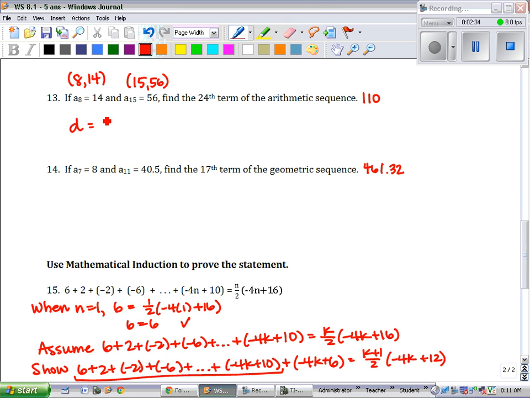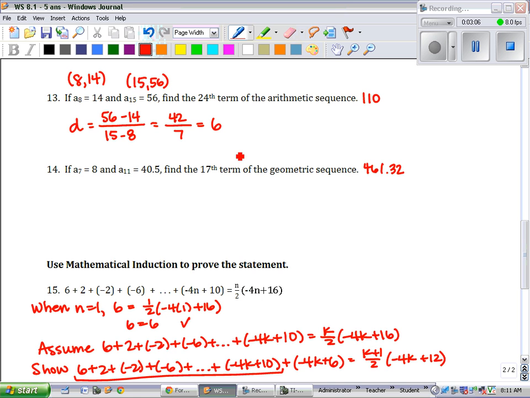Yes. Subtract the y's, so find the difference in the terms. And then subtract the x's, which is the difference in the term number. That should tell me how much I've added to get from one term to the next. What's 56 minus 14? Okay, let's try that again. 56 minus 14. 42. 15 minus 8. So the difference is 6.